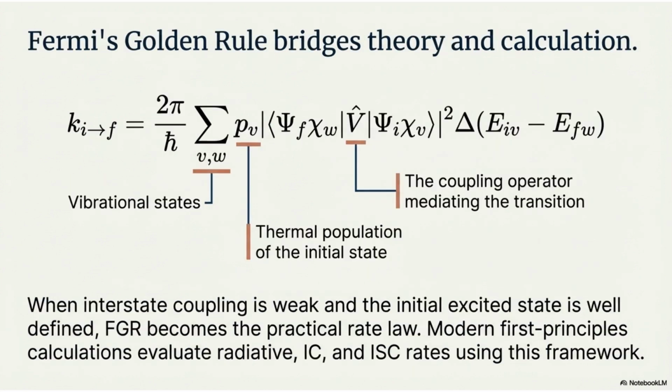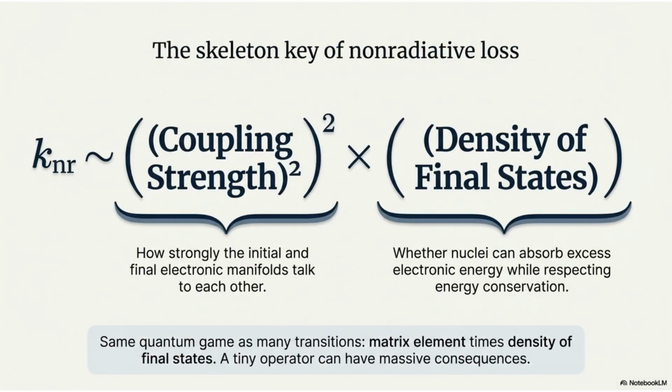Fermi's golden rule, or FGR, bridges theory and calculation. When interstate coupling is weak, FGR becomes the practical rate law for evaluating radiative, IC, and ISC rates. The skeleton key of non-radiative loss, or K_NR, is proportional to the square of the coupling strength multiplied by the density of final states. A tiny operator can have massive consequences.